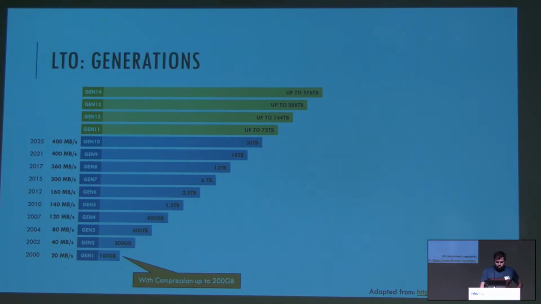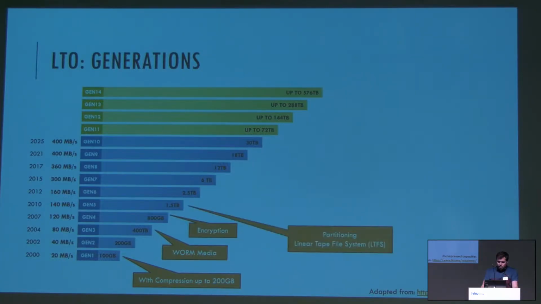There are quite a couple of different features coming with LTO. There's hardware compression built in from the first generation. Generation 3 introduced write-once read-many media. It's usually interesting for compliance reasons, if you can basically guarantee that stuff never gets deleted from a tape. There's built-in hardware encryption, which I'm also using. And partitioning, which we will see a bit.